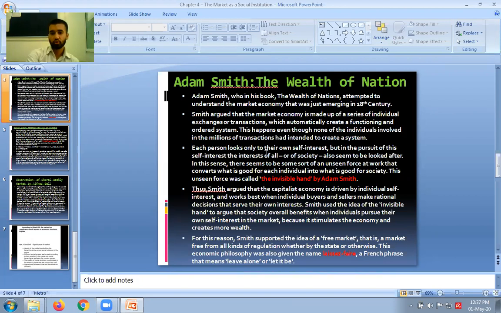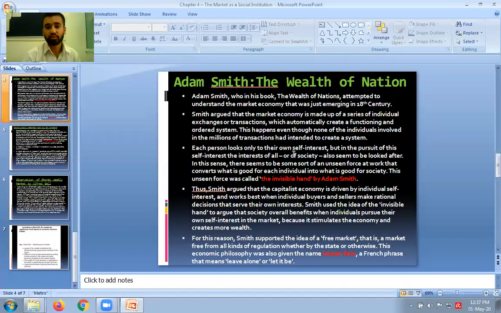All seem to be looked after. In this sense, there seems to be some sort of unseen force at work that converts what is good for each individual into what is good for the society. So something that is good for the individual is definitely going to become good for society as well.